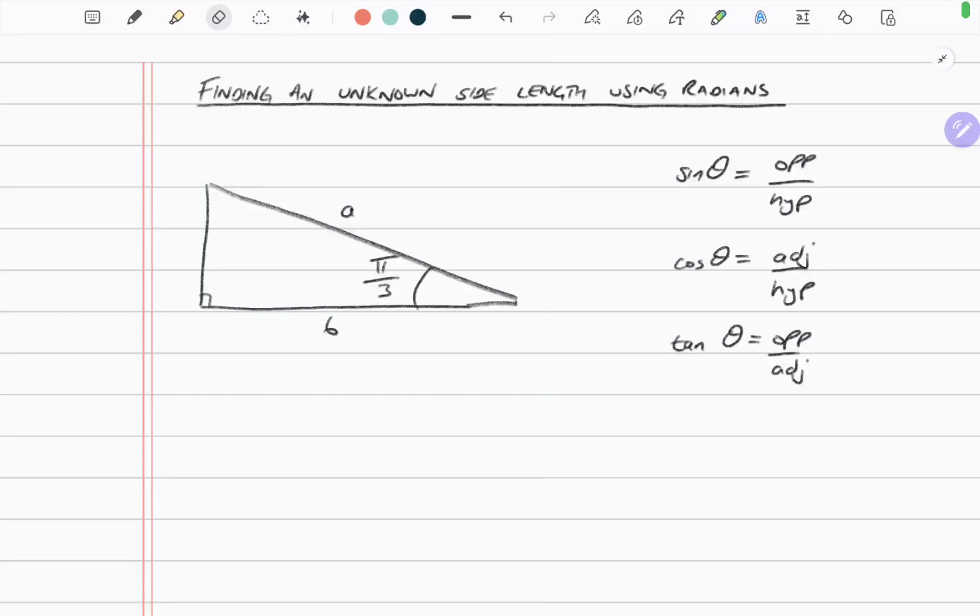Hello and welcome to a video on finding an unknown side length, this time using radians. In the previous video we used degrees.